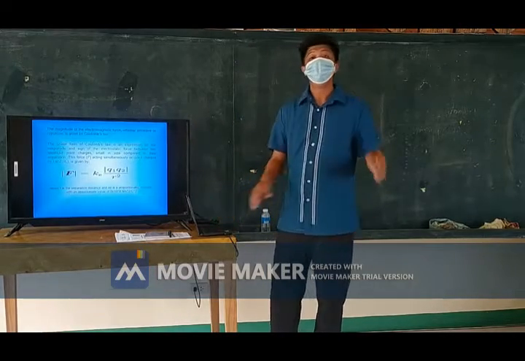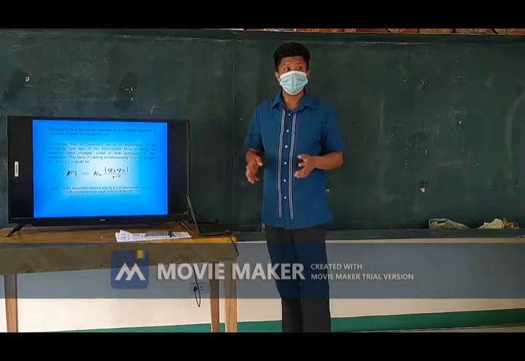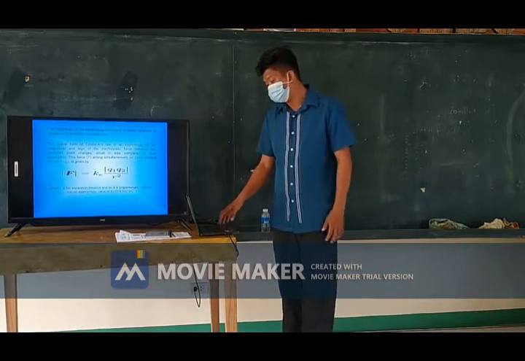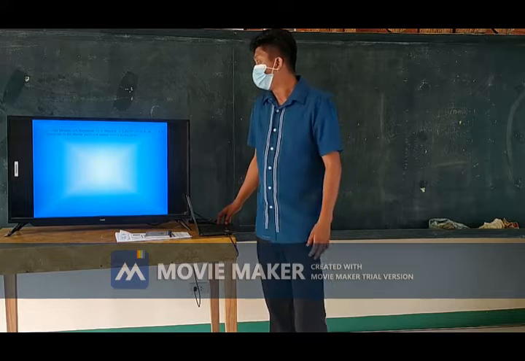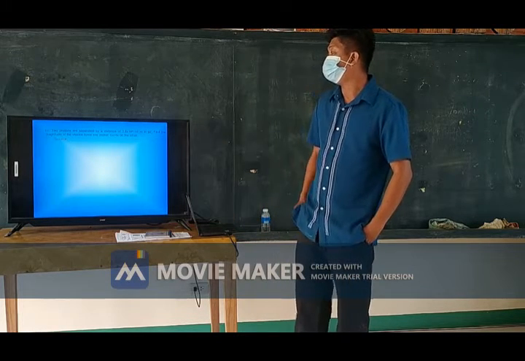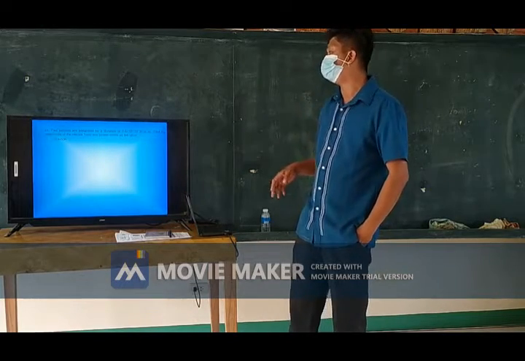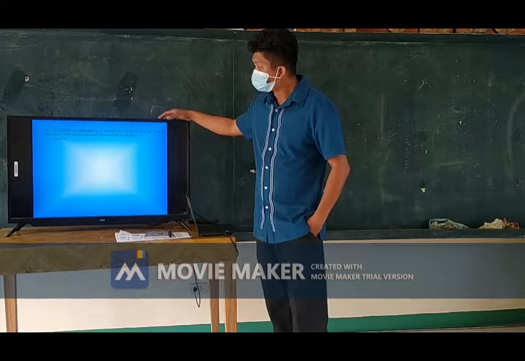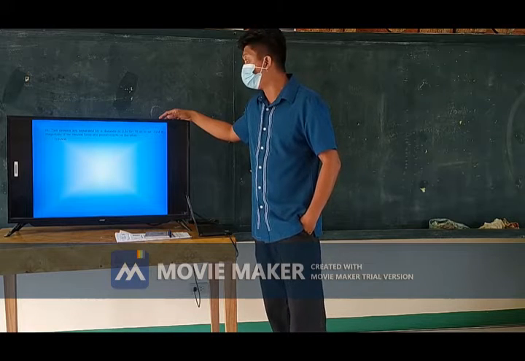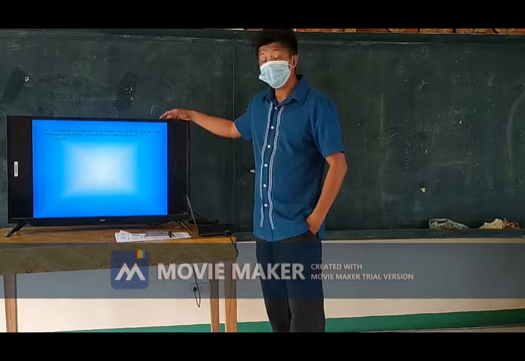So to make it more specific and more clear for us, let's have an example. So the example is this one. Two protons are separated by a distance of 3.8 times 10 to the power of negative 10 meter in air. Now find the magnitude of the electric force one proton exerts on the other.